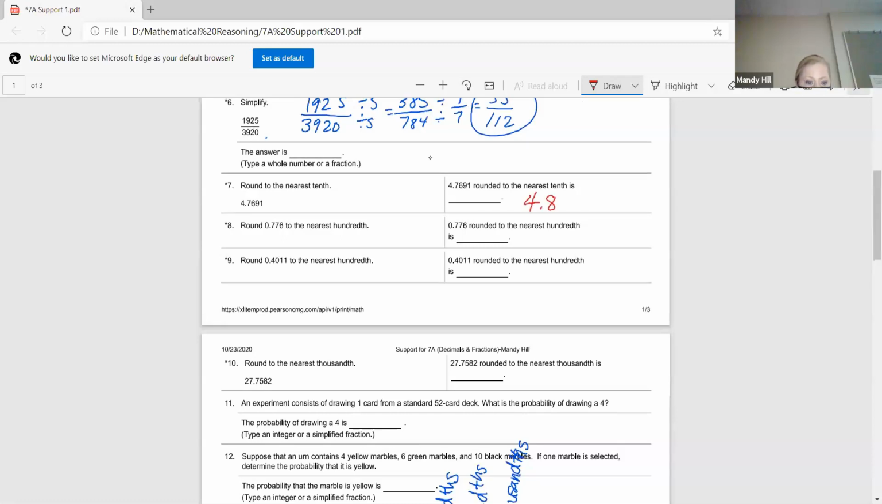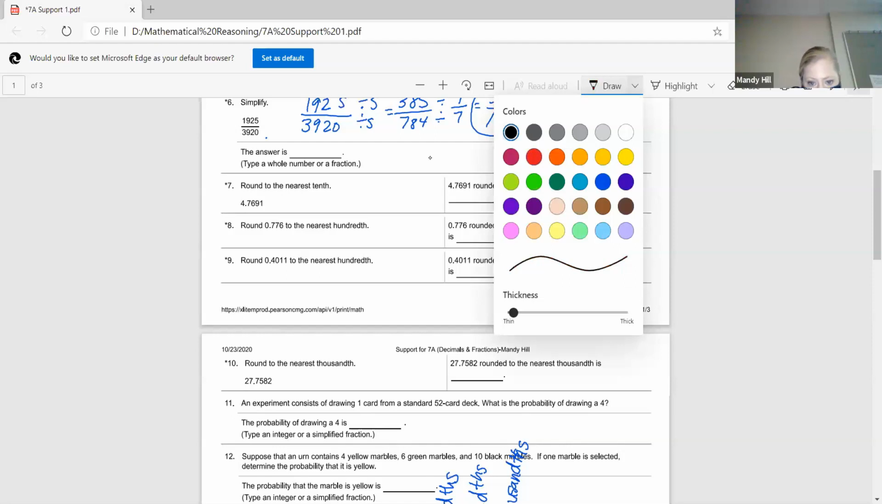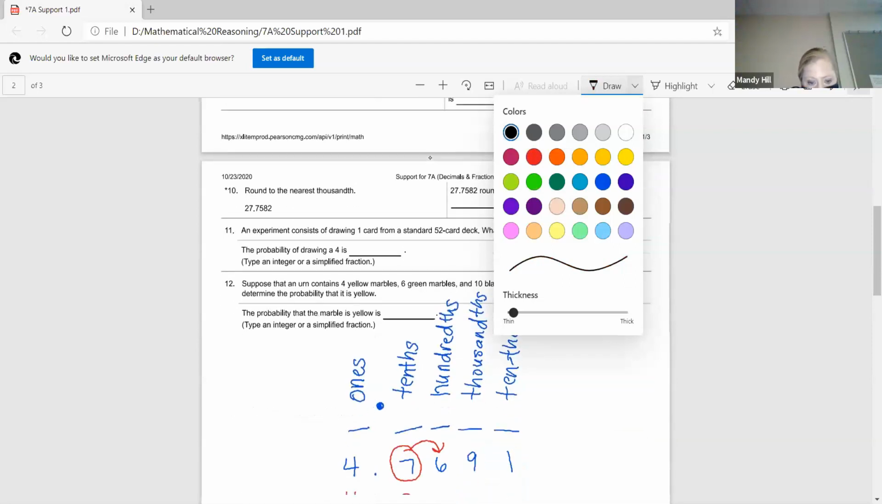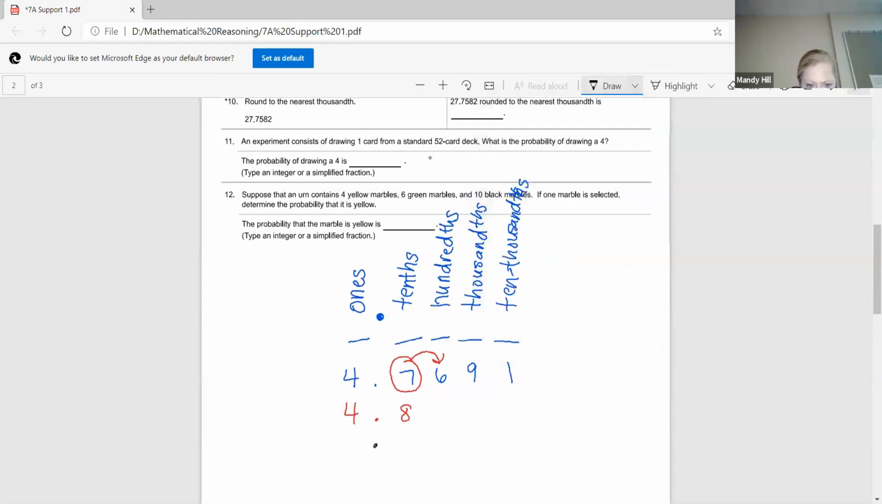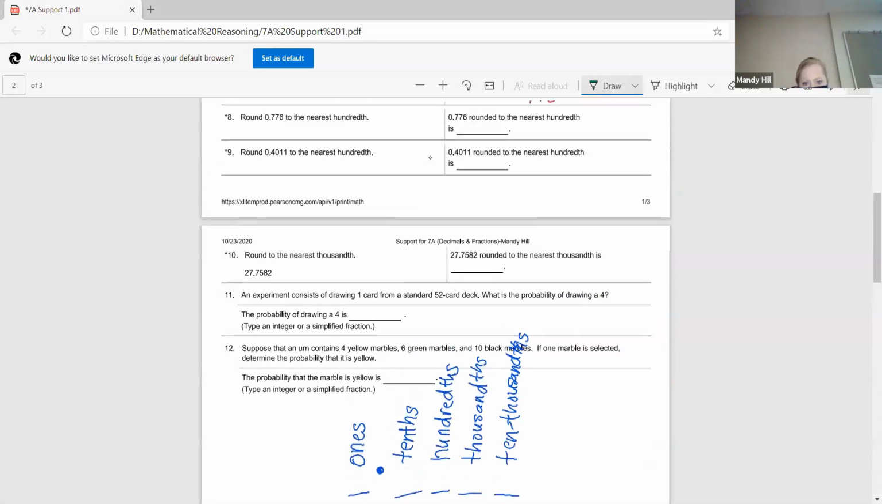4.8. This one says to round to the nearest hundredths place. Okay, so 0.776. The hundredths place would be the second decimal place right here. So that's the one I know that I need to stop at. I can't have anything past the hundredths place. So I'm going to circle that. I'm going to look next door. That's a 5 or bigger. So I have to round the 7 up to an 8. So my answer would be 0.78 on that one.